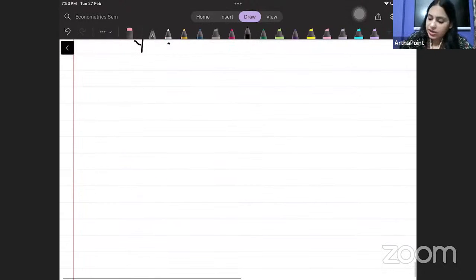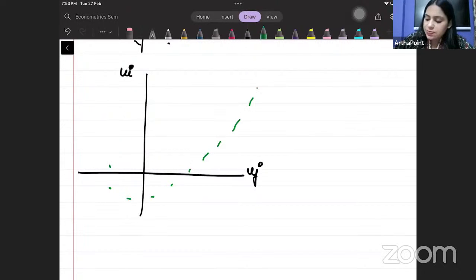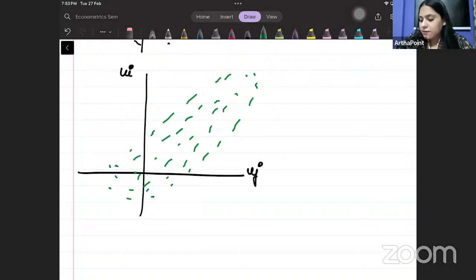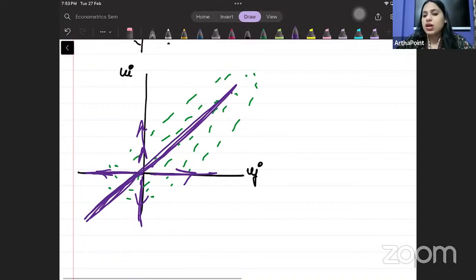But if I again take ui here and I take uj here, and I notice that the spread is like this, I can clearly see now that when this is taking positive values, this is also taking positive. When this is taking negative values, this is also taking negative. So I can see that there is a positive relationship between the two now. So this is a positive autocorrelation.